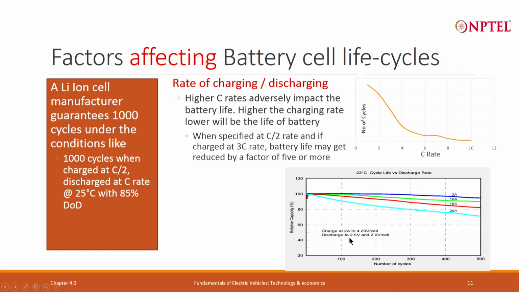If I look at it, here is a cell, and at different currents of 2A, 10A, 15A and 20A, the life cycle very quickly goes down to 80%. It can do less than 400 cycles at 20 ampere. At 2A, it probably can do 1000, 1500 cycles. So, this is something that I talked about.